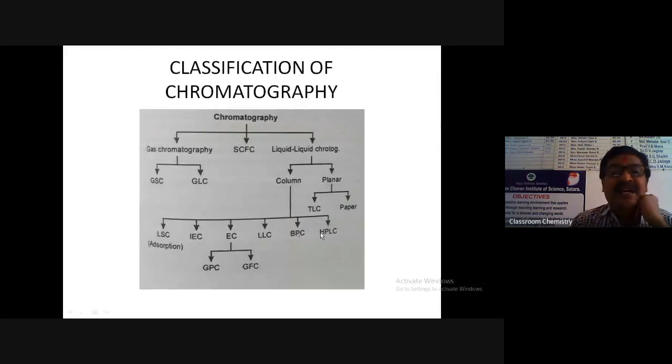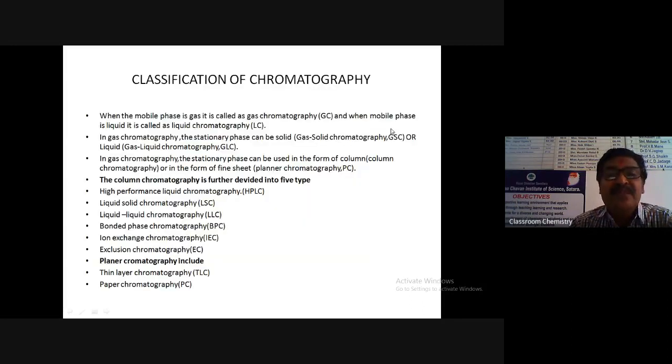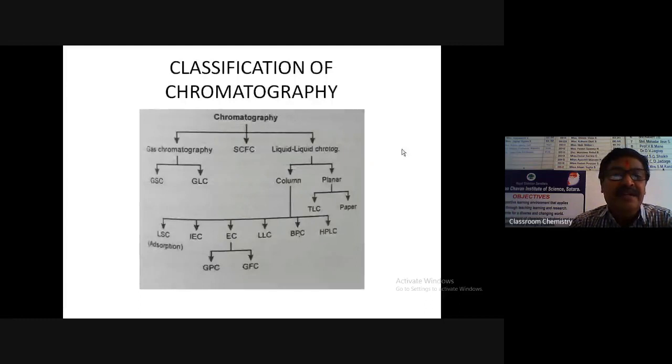Let us see how the classification of the chromatography is carried out. The classification of chromatography is gas chromatography and liquid chromatography. Gas chromatography contains GSC, while the other gas chromatography is GLC. We will see one by one. Then secondly, liquid chromatography.